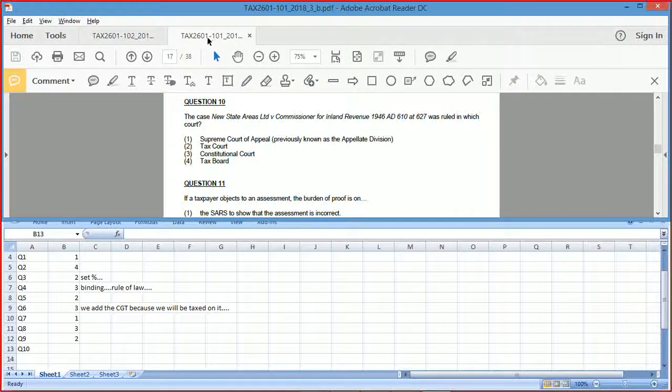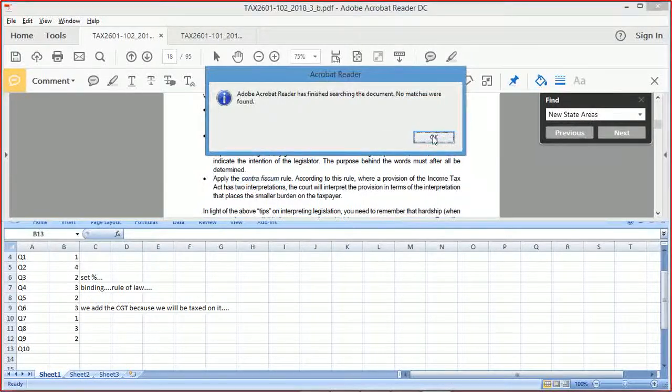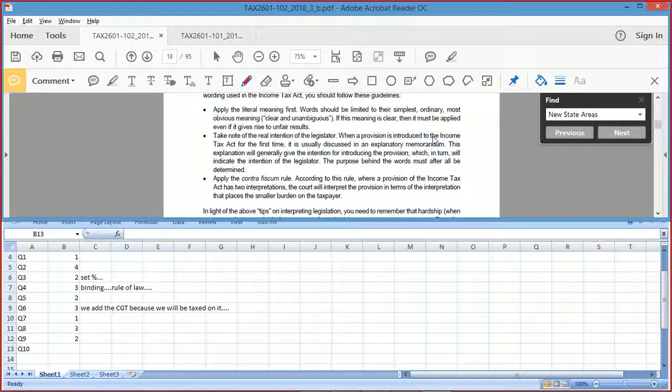Didn't see. New State Areas Act. New state areas. Let's see what comes up. Okay, nothing comes up. All right. Do you have your tax textbook nearby, Unam?